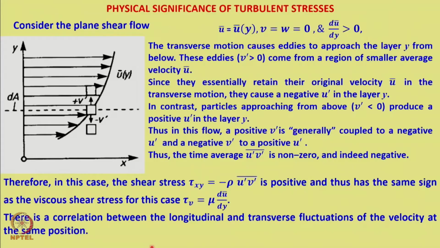Although they are appearing with negative sign, positive u prime induces negative v prime and negative v prime induces positive u prime. So you get tau xy actually as positive. So this is over and above our viscous shear stress, that is mu del u bar by del y.